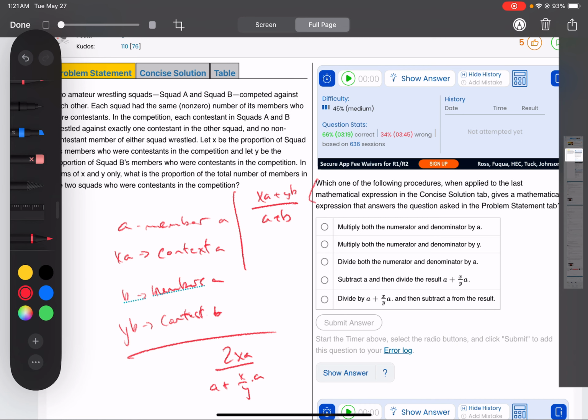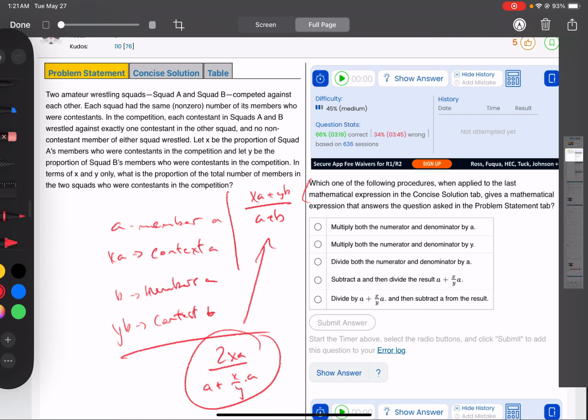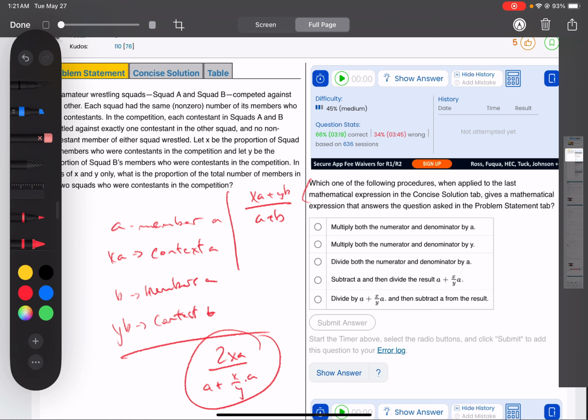But this question is asking, doing what to these will give us a proportion that they want in the problem in this tab. So basically, this is the proportion of all the contestants who actually competed, but we just want it in terms of X and Y only. Well, how do I do that? X is fine being there, Y is fine because I want X and Y. I just need to get A out of the whole equation.